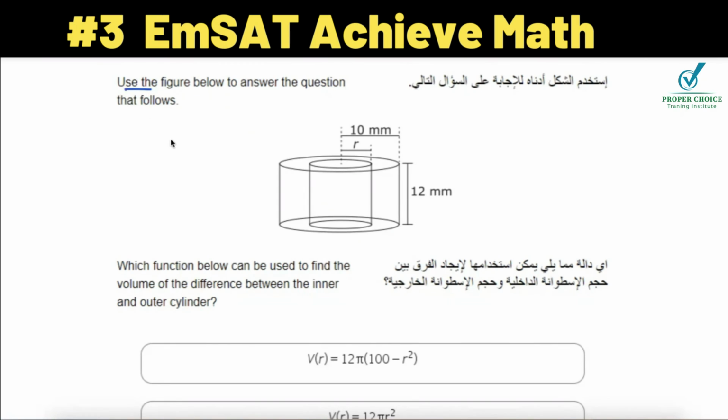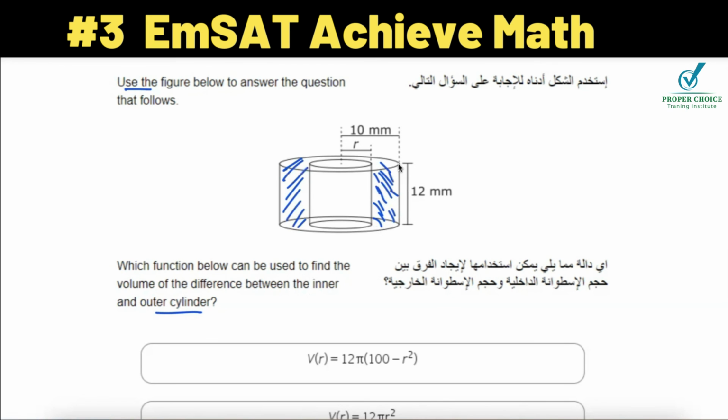Use the figure below to answer the question that follows. Which function below can be used to find the volume of the difference between the inner and the outer cylinder? The question is asking you to find the volume of the difference between the inner and the outer cylinder. Basically, they're asking you to find the volume of this space in between.